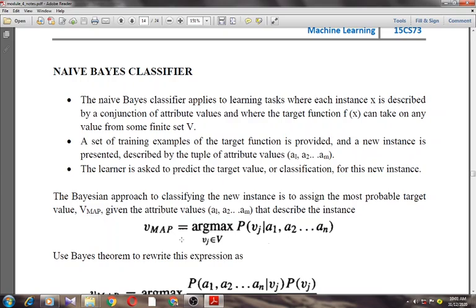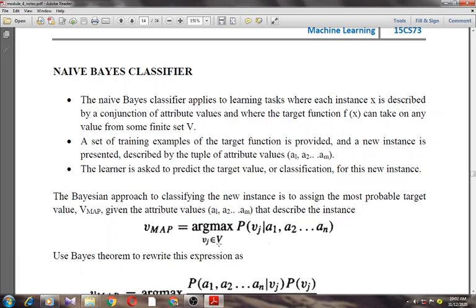So here you can note down this particular formula. This is nothing but the most probable target value for the given attribute values a1, a2 up to an, which describe the instance. It is given as vMAP equals argmax of P(vj | a1, a2, a3, and so on up to an), where vj belongs to V.